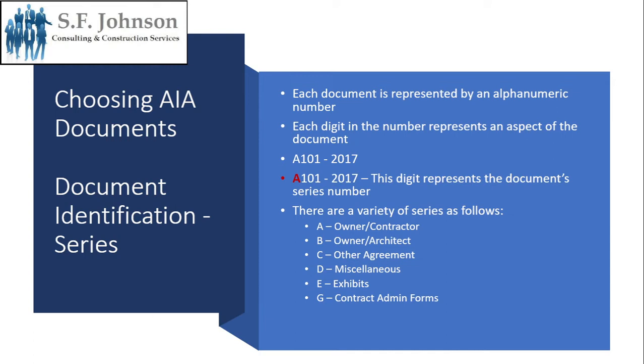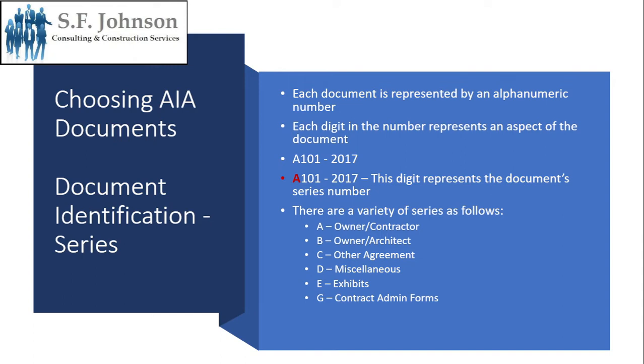So again, each document is represented by an alphanumeric number, and each of the digits in the number represents an aspect of the document. And so in our example, we have form A101-2017. What we're going to do is break down each of the numbers, or alphabets, as to what they mean. So the first letter, the A, represents the document series number. There are a variety of series, and they are as follows.